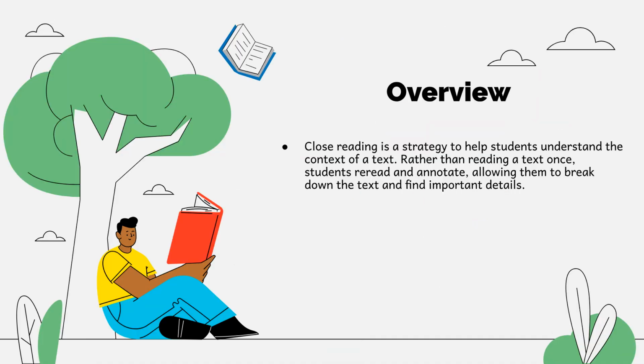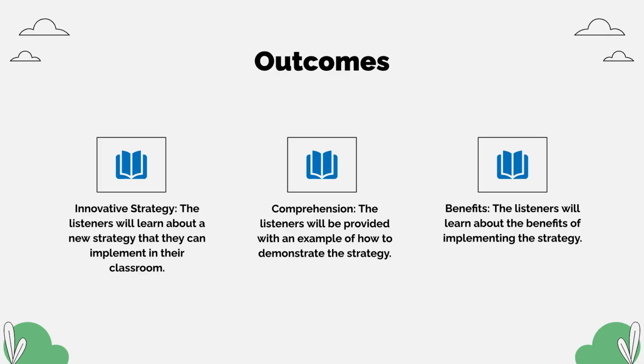Close reading is a strategy to help students understand the context of a text. Rather than reading a text once, students reread and annotate, allowing them to break down the text and find important details.